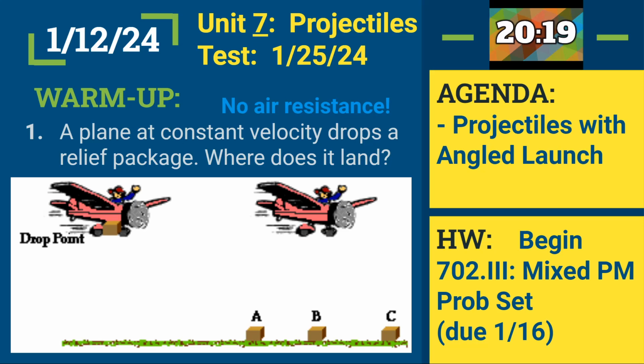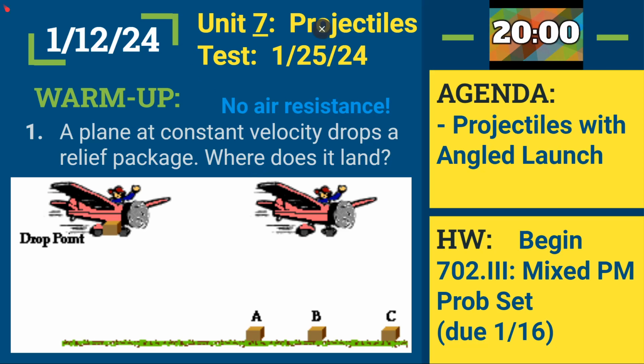So let's go back to the warm-up question. It says, a plane at constant velocity drops a relief package. Where does it land? And you're looking at this image on my screen. First of all, there is no air resistance. I typed that up here. We're going to assume that somehow this plane can fly without air resistance. Just go with me here.